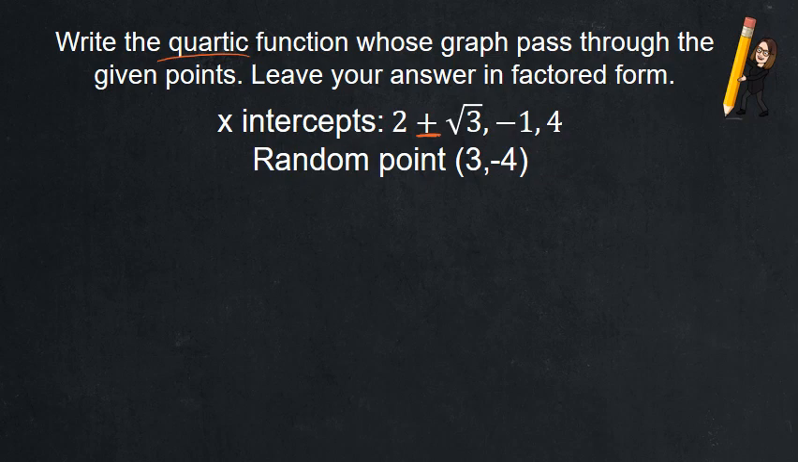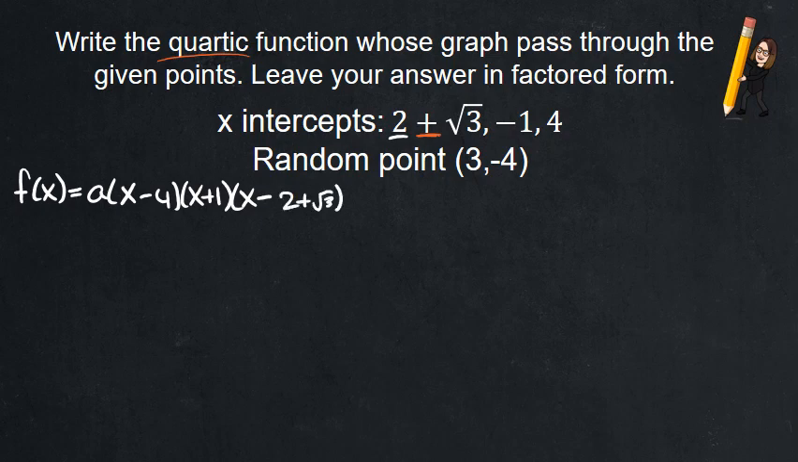That complicates things a little bit, so let's start off by writing our function that we're going to come back to, which is f of x equals a. I'm going to start off with the -4. I'm going to go backwards, the +1. Now this one would be written as minus 2 because it's a positive 2. So x minus 2 plus radical 3, and I'm going to have x minus 2 minus radical 3.